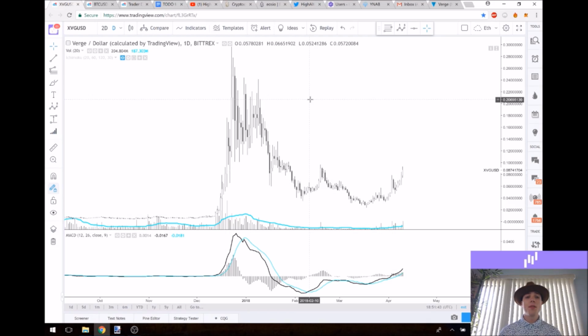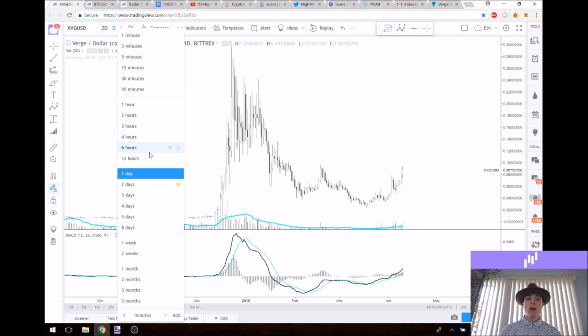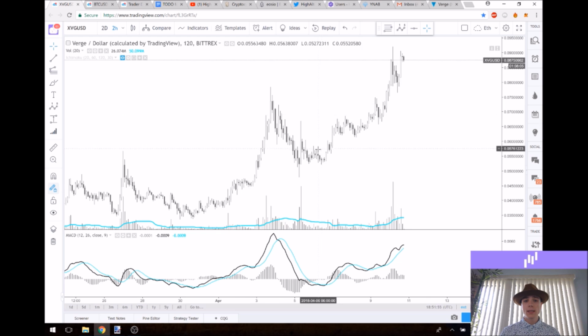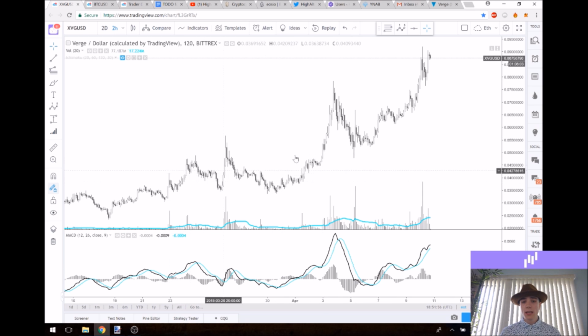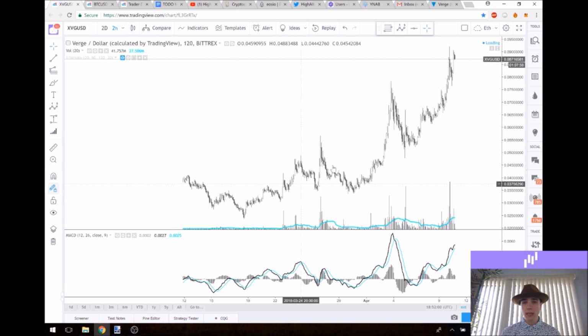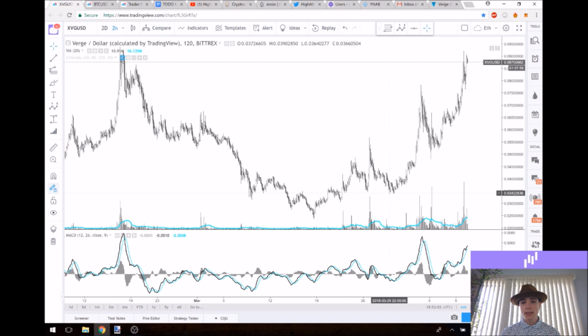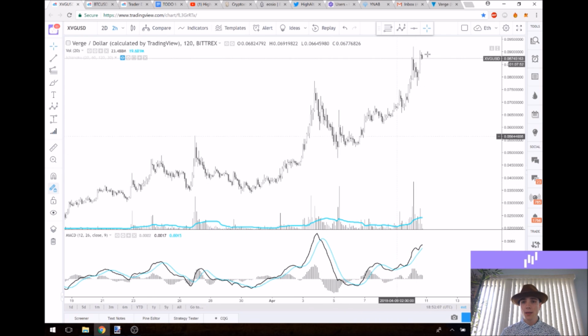Alright, so I'm on the Verge dollar chart and I'm going to be starting off by showing some shorter time frame movement. So I'll go from the daily down into the 2-hour candlesticks and show you what's been happening since the beginning of April. So here was April 1st right here. Verge was really at a pretty low point. It was about 3 cents at the time and it started to rally since then.